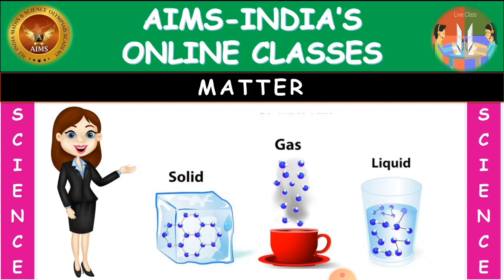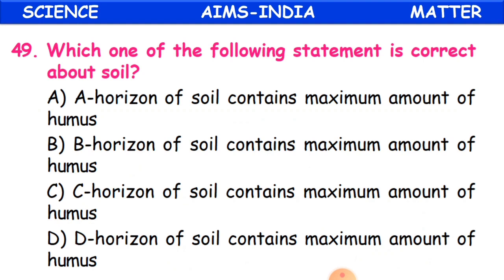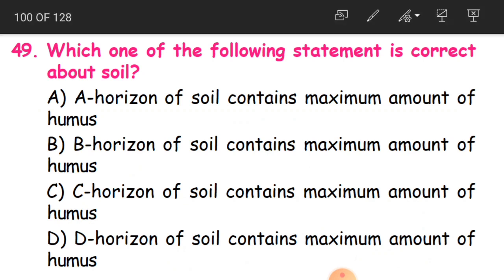Today from our science subject we are going to continue with the lesson matter. Children, so already we have discussed some questions and answers. So in this session we will be continuing the remaining questions and answers. Clear? Now the 49th question is, which one of the following statements is correct about soil?